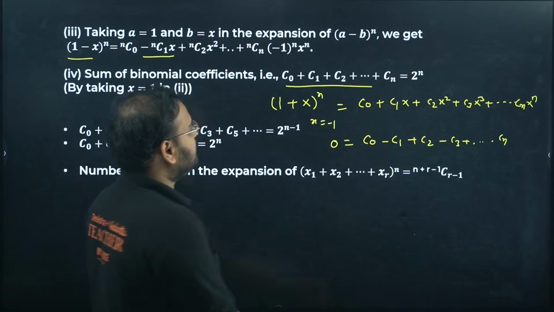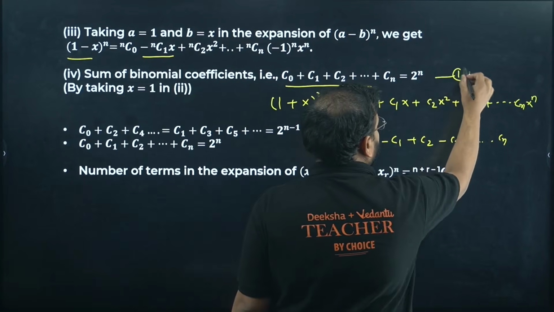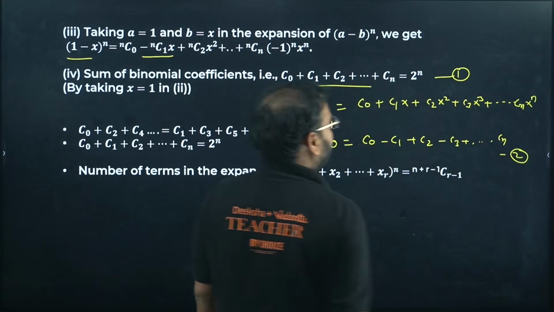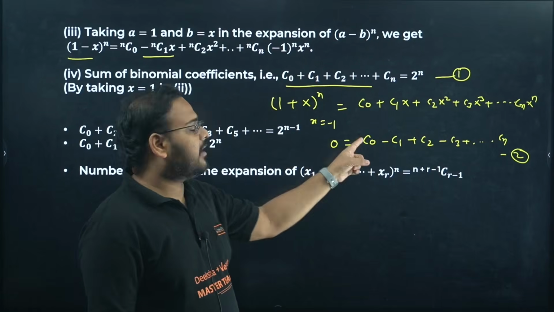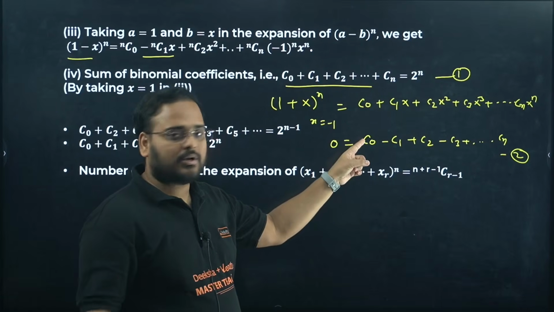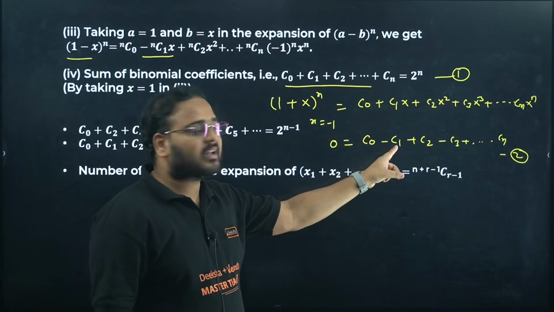Now if you add these, this is my equation number 1 and equation number 2. Please check carefully. You'll have even terms coming 2 times. c0 plus c0, 2c0. c1 and c1 will cancel.